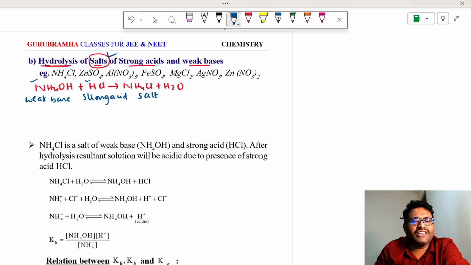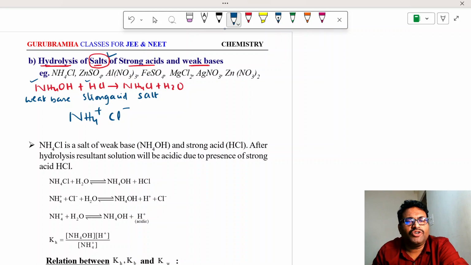Now let us take this salt, NH4+ Cl-. Where is it from? The NH4+ cation is from where? It is from the weak base. Are you finding it? It is from the weak base, so automatically this NH4+ will be strong. And where is the Cl- from? The Cl- is from HCl. It is from the strong acid, so automatically it will be weak.